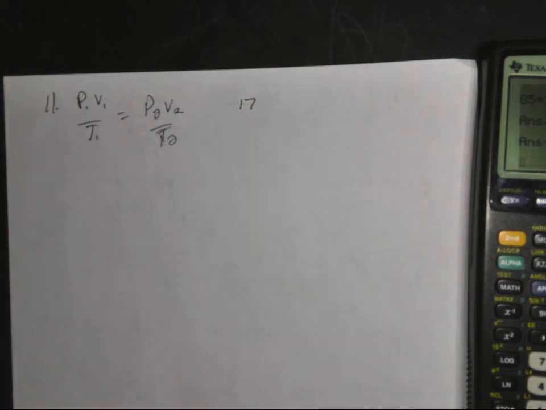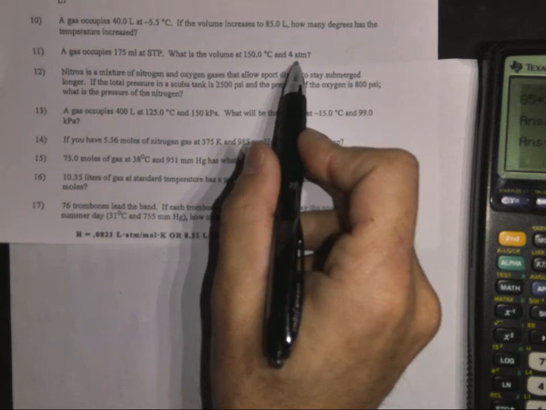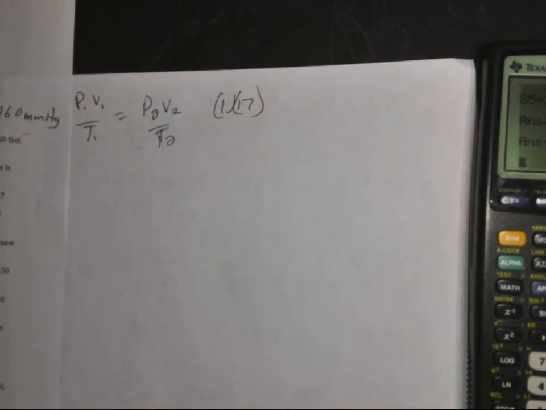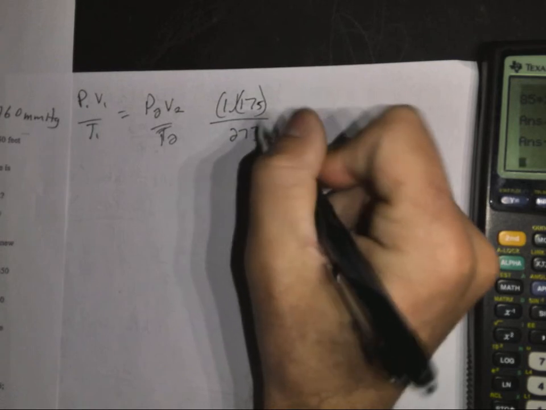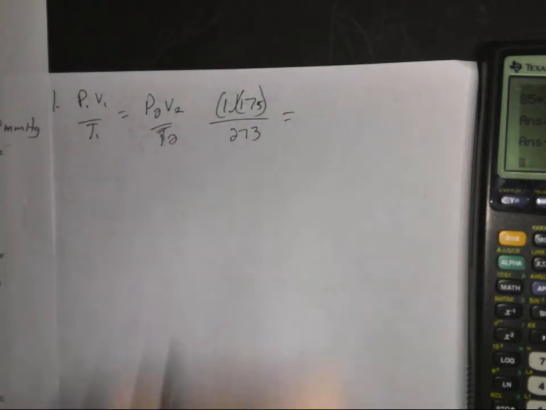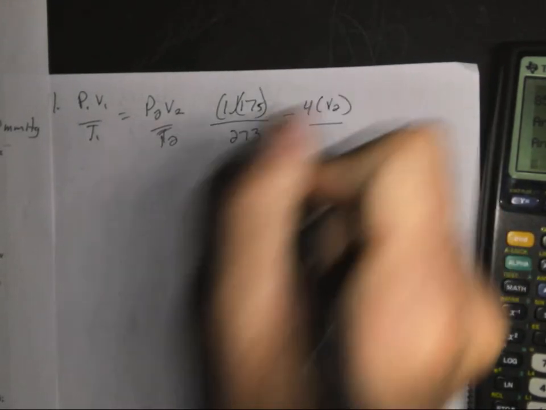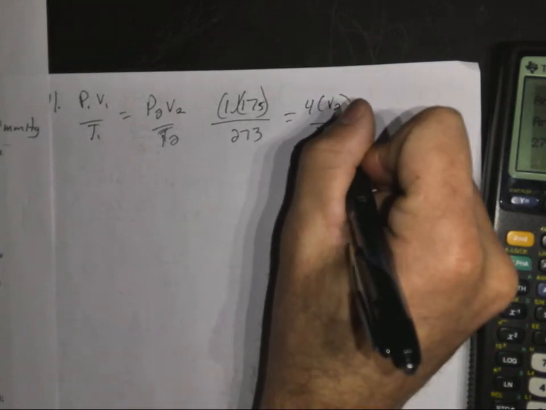Standard temperature and pressure. Since we were given ATM on this side, our standard pressure is going to be 1 ATM. So we got 1 ATM, 175 milliliters. Our standard temperature is 273 Kelvin. And it says it changes, we're looking for V2, so it changes our pressure to 4, V2, and our temperature changes to 150 C, so we do 150 plus 273, which gives us 423.